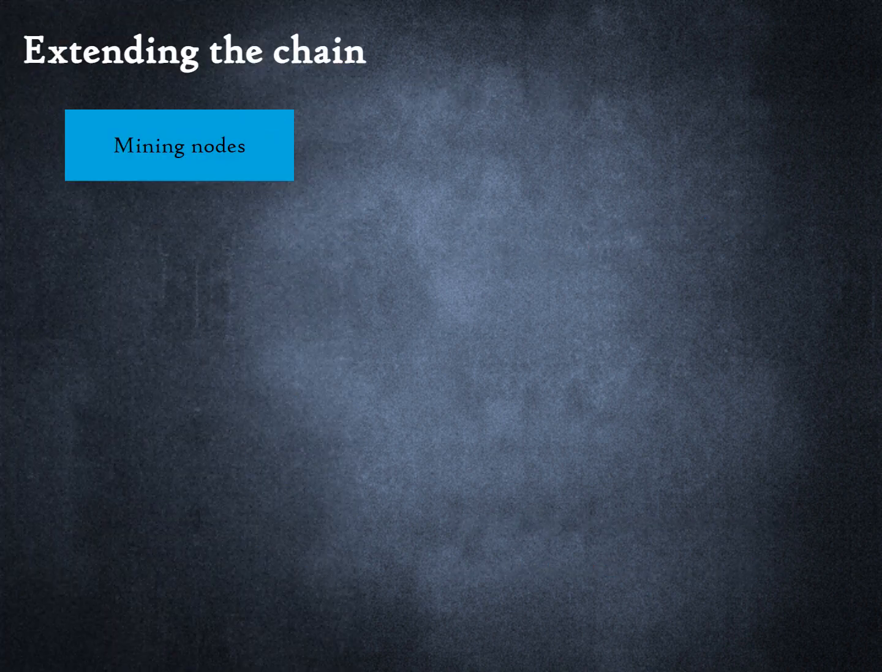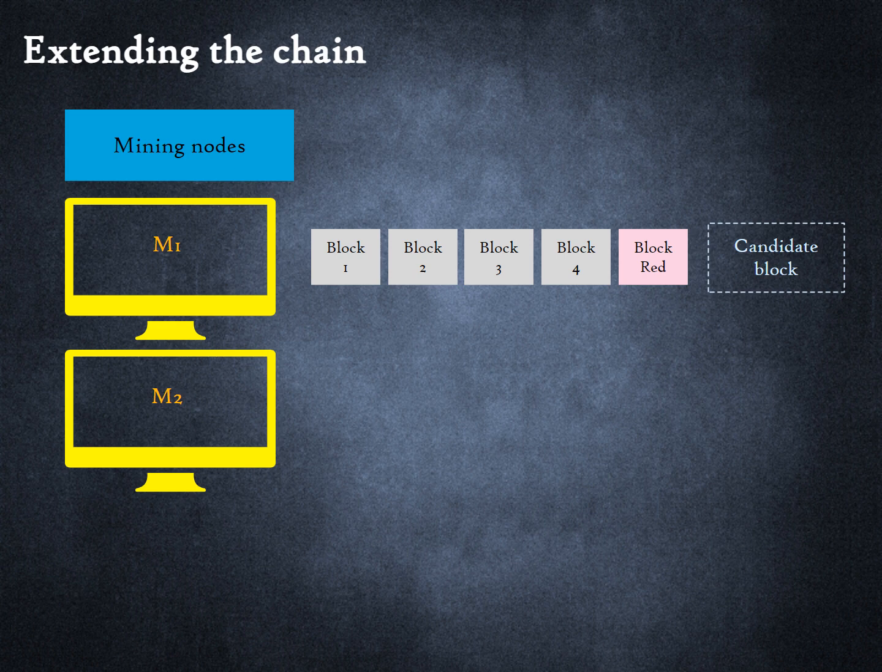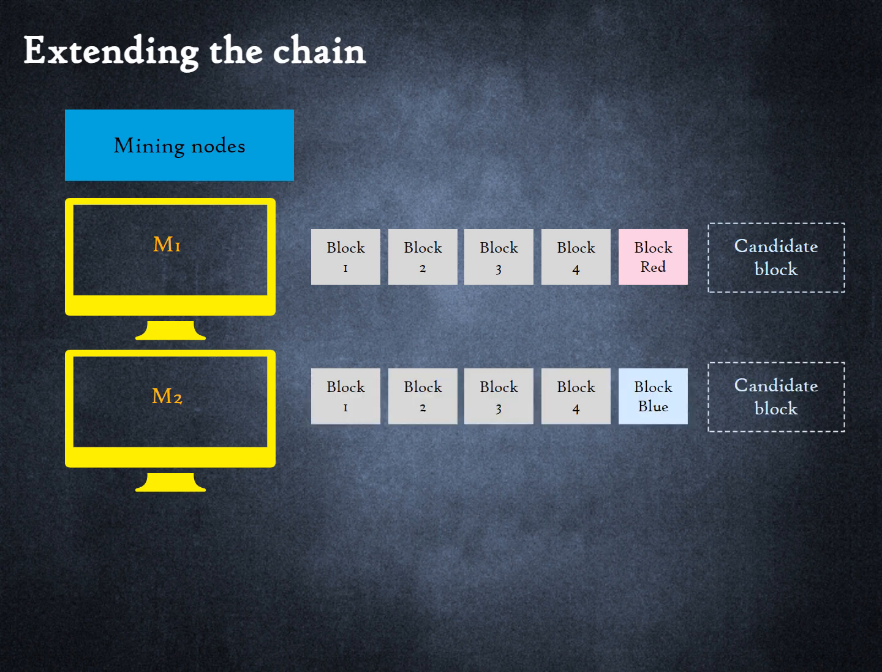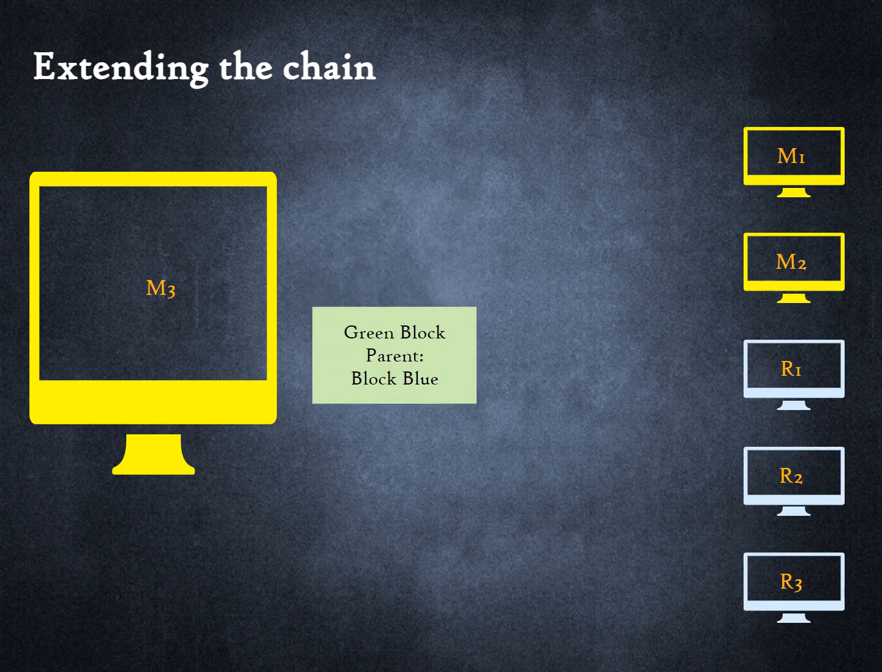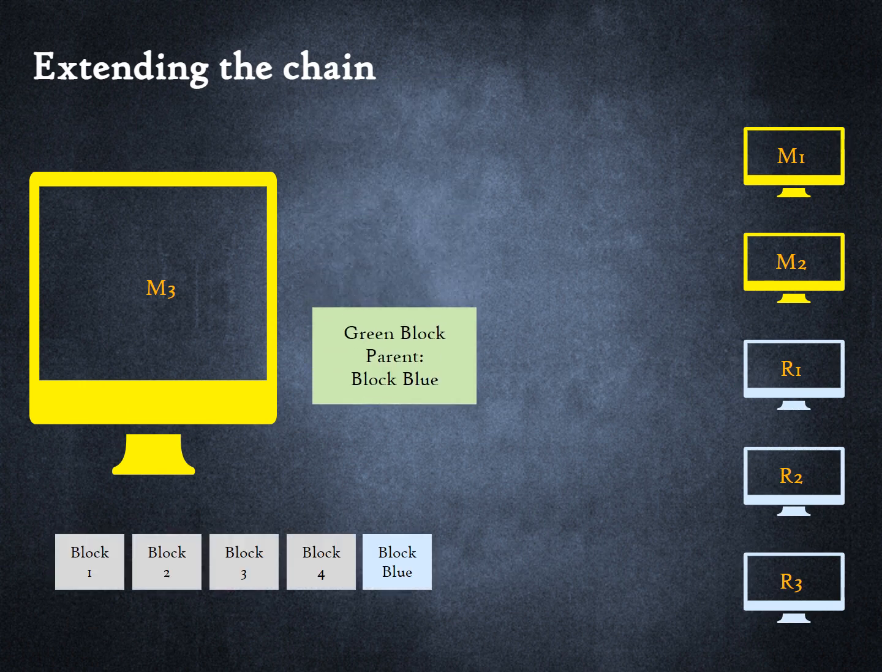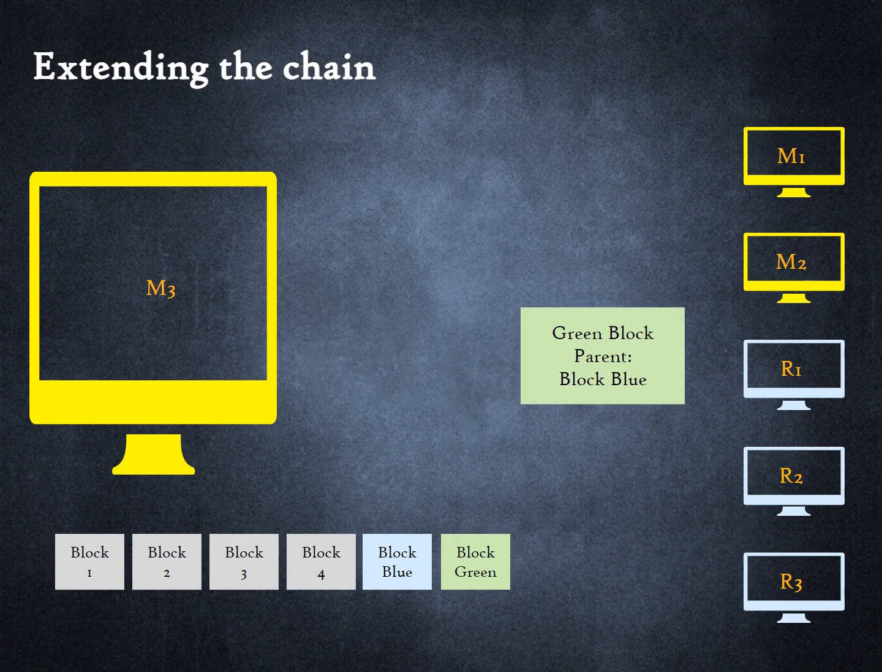Now the next round of mining begins. Miner 1's candidate block references block red as parent. Miner 2's candidate block references block blue as parent. Miner 3's candidate block references block blue as parent. Miner 3 wins the game of chance. Let's call the block mined by Miner 3 as block green. Miner 3 takes block green and adds it to chain blue. Miner 3 propagates the green block to the others' nodes.